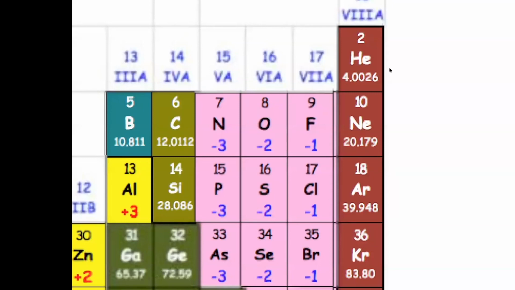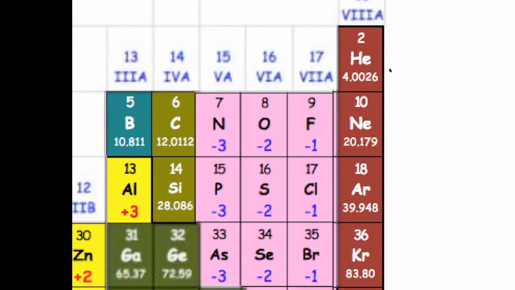But you don't have to worry about that. Just know the common charge. And that means you have to be able to read the periodic table. The way to read the periodic table is to remember the cardinal rule: atoms will give up, accept, or share so that they have the same number of electrons as the closest noble gas. Closest noble gas. And what does the noble gas have?